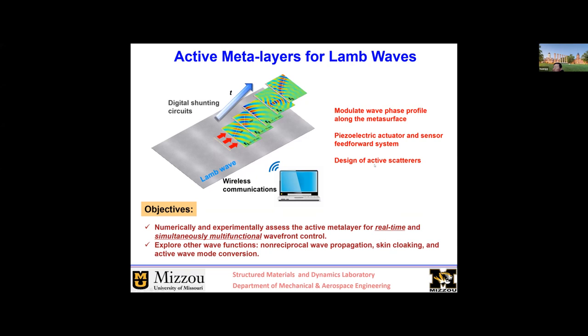Then the key problem is how can we design this kind of active scatter? After we design this one, the main objective is to demonstrate numerically and experimentally this kind of active metal layer for real-time and simultaneous multifunctional wavefront control. Then we can explore other wave functions like non-reciprocal wave propagation, skin cloaking, and also active wave mode conversions. This is different from a passive material, because a passive material is designed for a mechanical wave that is dispersive. When you change the frequency, this metal layer may not work, but this one could be broadband.